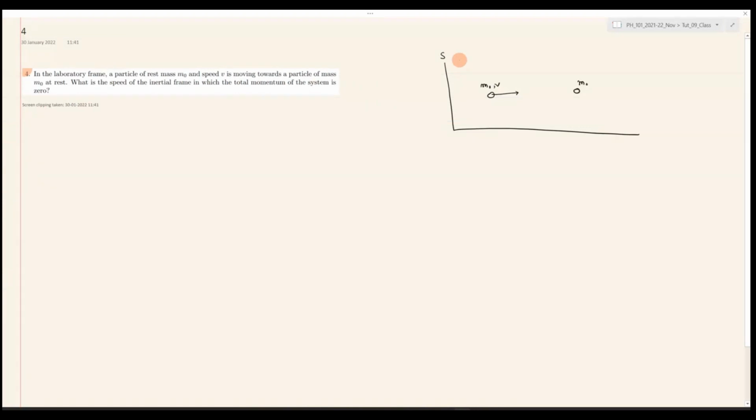So there is another frame S prime which is moving with some speed v prime, suppose. In this frame we want the total momentum to be equal to 0. Suppose in the S prime frame particle 1 has speed v1 prime and particle 2 has speed v2 prime. So what will be v1 prime then? Anyone?